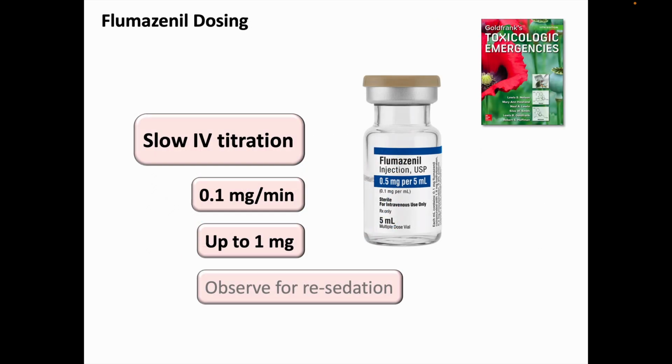If flumazenil is to be given to reverse iatrogenic benzodiazepine toxicity, here's the dosing recommendations from the Goldfrank chapter. Flumazenil is titrated slowly IV at a rate of 0.1 milligrams per minute. Doses up to 1 milligram of flumazenil should be able to reverse the amount of benzodiazepines given for procedural sedation. And the chapter, and I, give no recommendations for how to dose with an unknown overdose, since you shouldn't be giving it under those conditions.